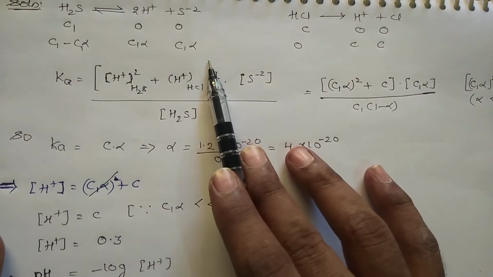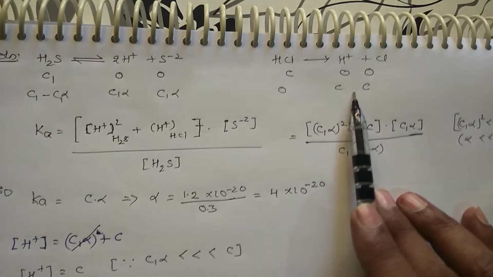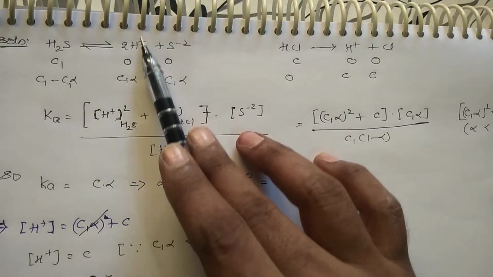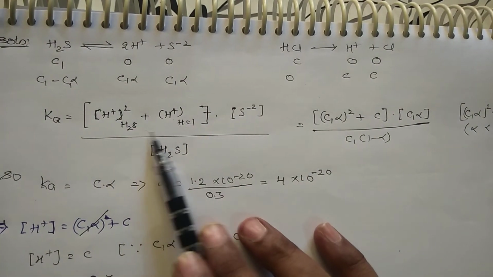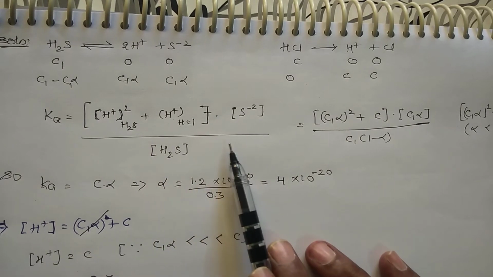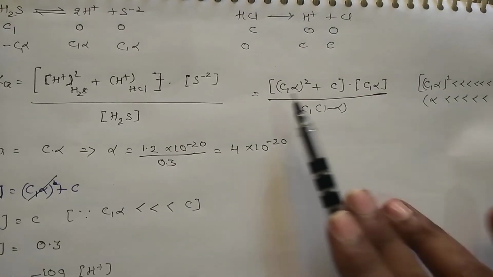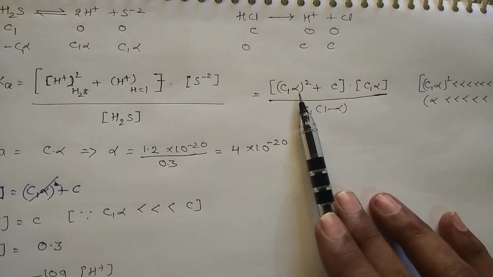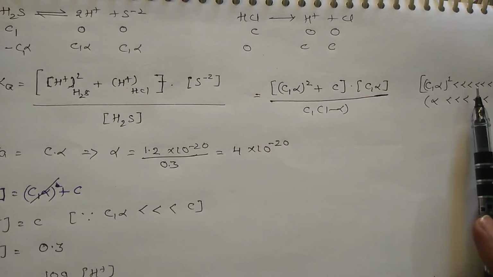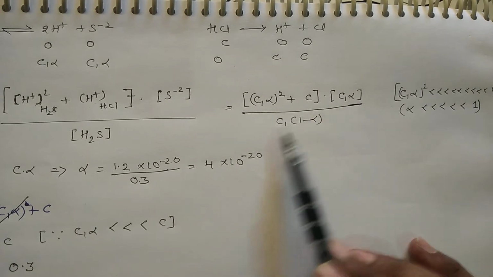H2S, it gets dissociated in this pattern. HCl in this pattern. Ka is nothing but H plus you are getting from this one, H square you will be writing, right, while writing the product, plus whatever the concentration you are getting from there, H plus from HCl, plus this HCl into S minus 2 by H2S. So C1 alpha whole square plus C. C1 alpha is only a very less value. C1 alpha whole square will be still more very small compared to C. So this one can be neglected in front of this. C1 will be getting cancelled.